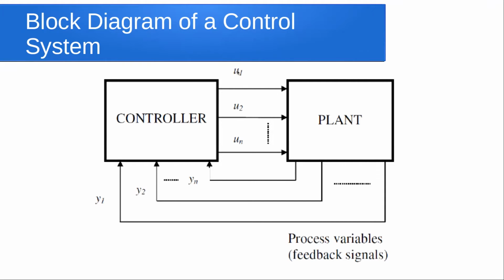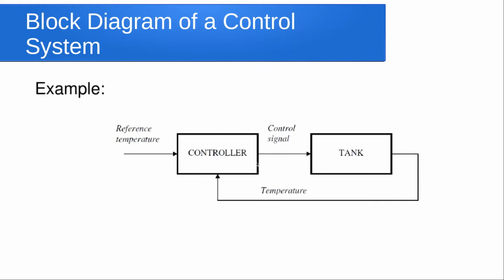These are the outputs U1, U2, UN. That means there are n outputs. And from the plant, it is taking in certain inputs, Y1, Y2, Yn. There is an equivalence of n equal to n here, but it may not be the case. Right?